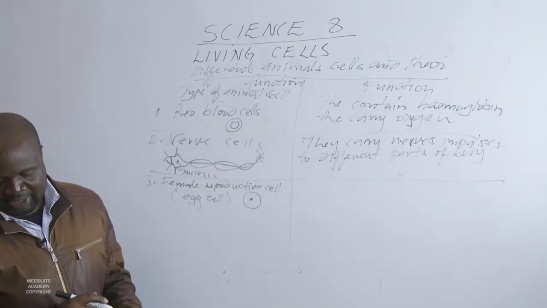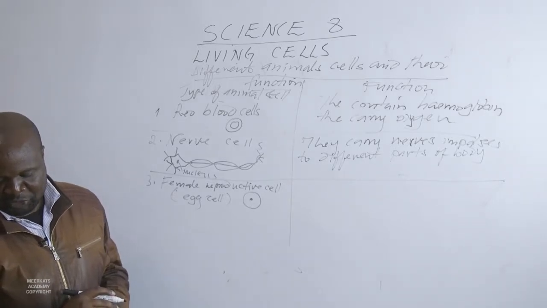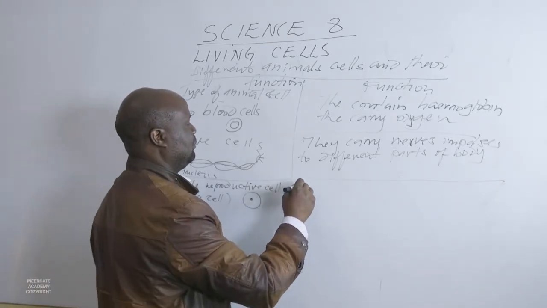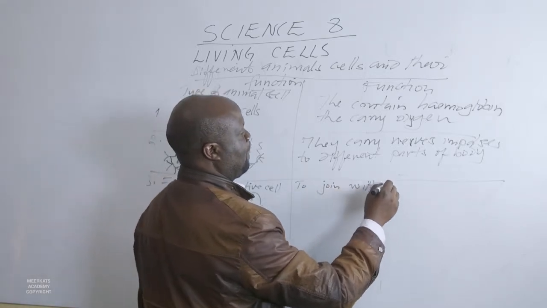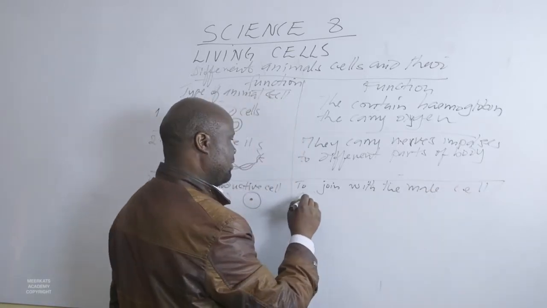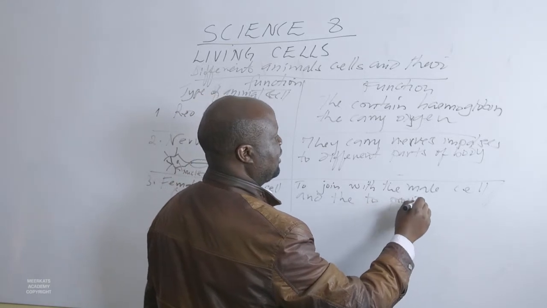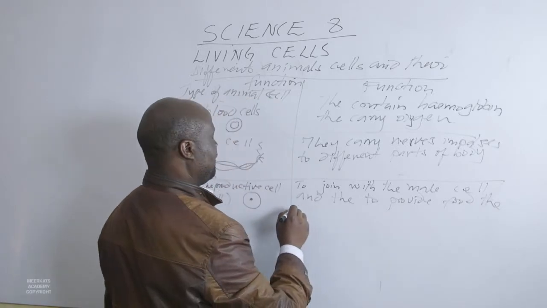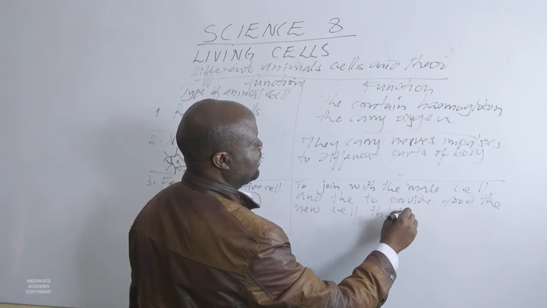Female reproductive cell, the function is to join the male cell and then provide food for the new cell that is formed. To join with the male cell, and then to provide food for the new cell that is formed.